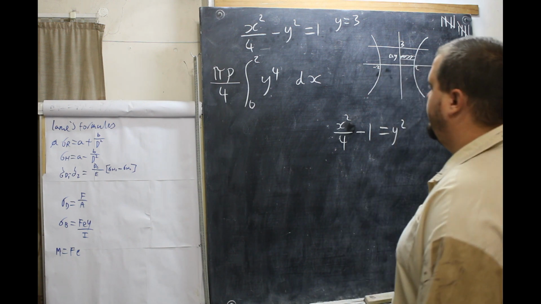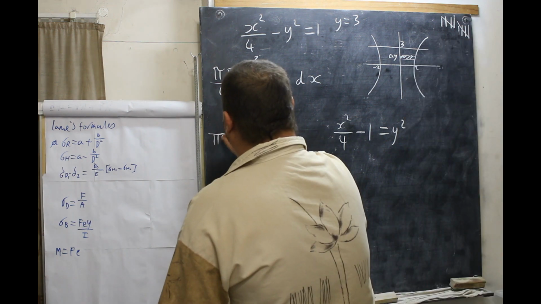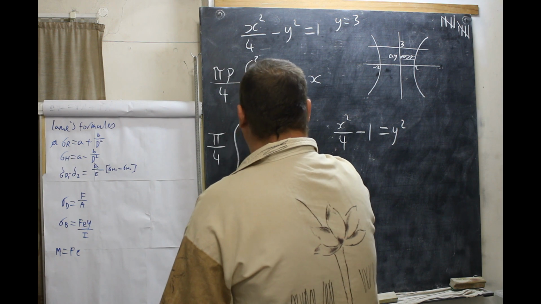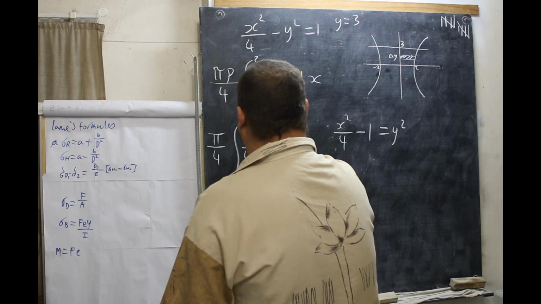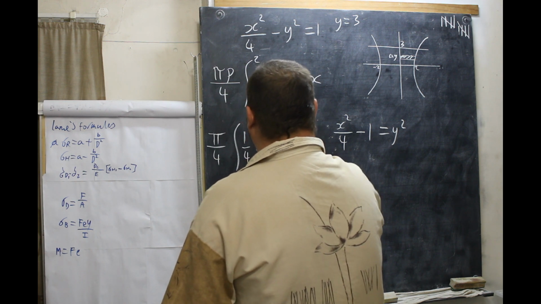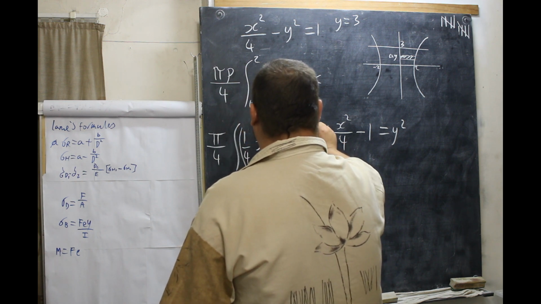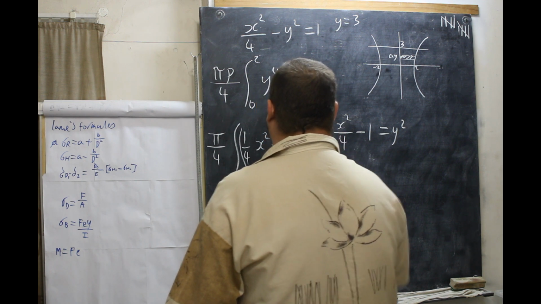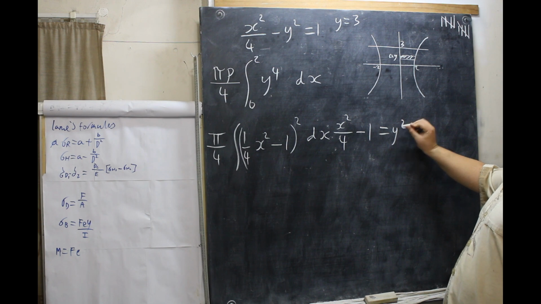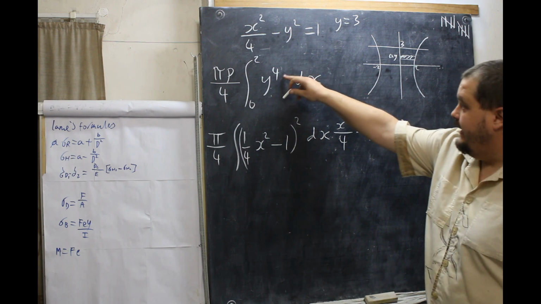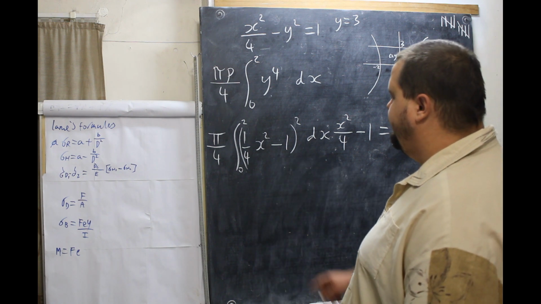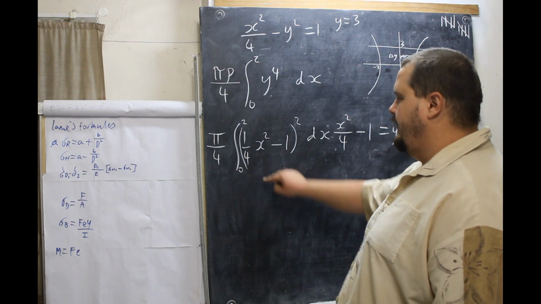So the next step will be pi over 4, the integral of (1 over 4 x squared minus 1), and all this is squared, dx, because we've already got y squared. So y squared, and then we square it again to get y to the 4th. The next step after this is to FOIL this.